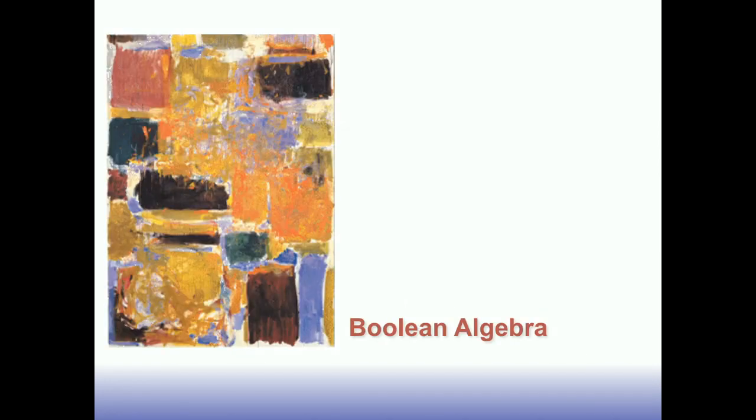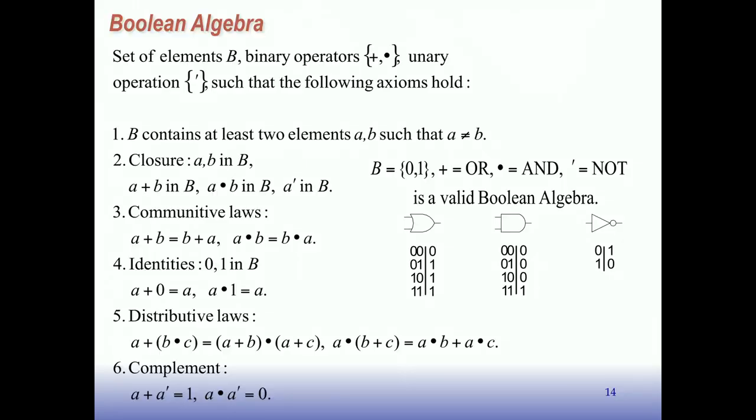Okay, so now we're going to introduce Boolean algebra. You've probably seen this at one point or another. So a Boolean algebra, this is the formal definition. It's a set of elements B and two binary operators. Binary operator means these are operators that take 2 inputs and generate 1 output.